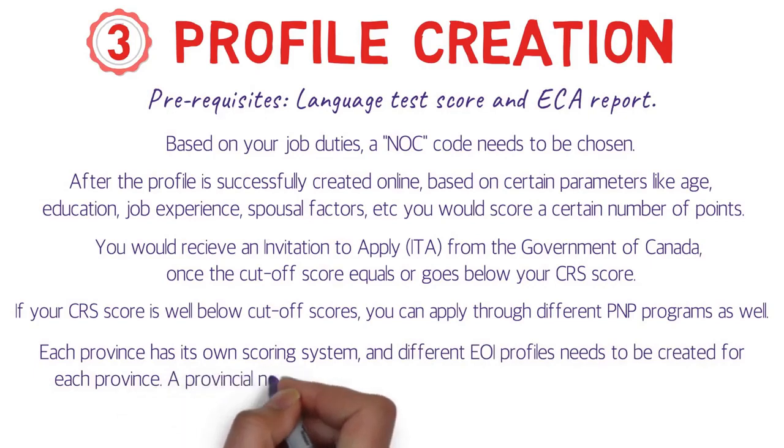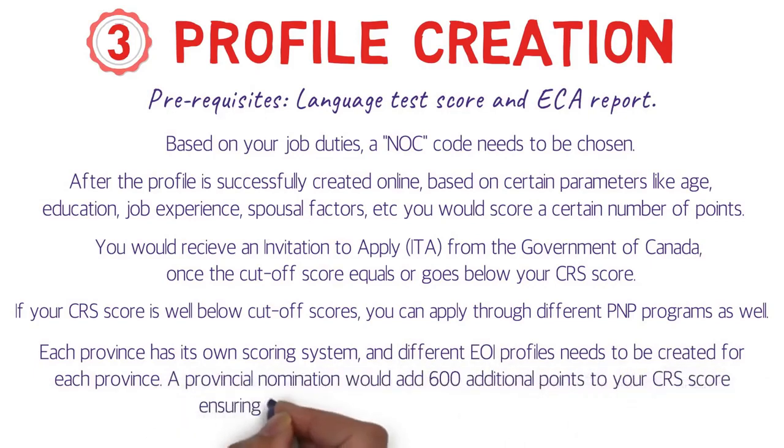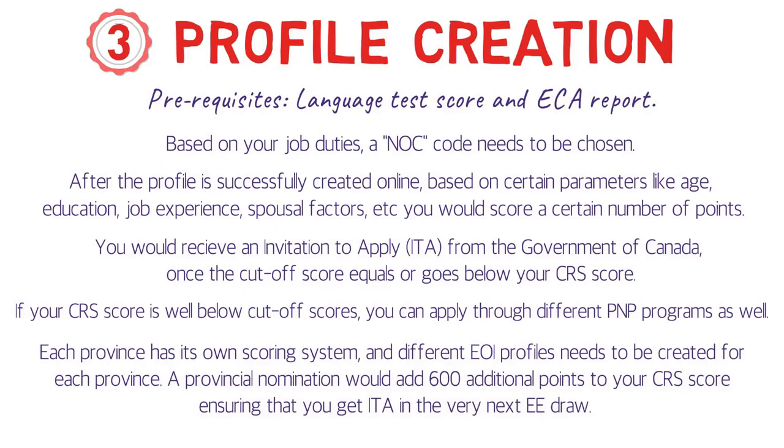Now, what is an EOI profile? You need to actually express your interest in different provinces. You need to create your own profile in their own websites. So EOI stands for expression of interest. A provincial nomination would add 600 additional points to your CRS score, ensuring that you get the ITA in the very next Express Entry draw. Now, these draws are conducted generally after every 15 days. So if you can get the provincial nomination, you can update your Express Entry profile, and of course you would definitely get the ITA in the very next draw.